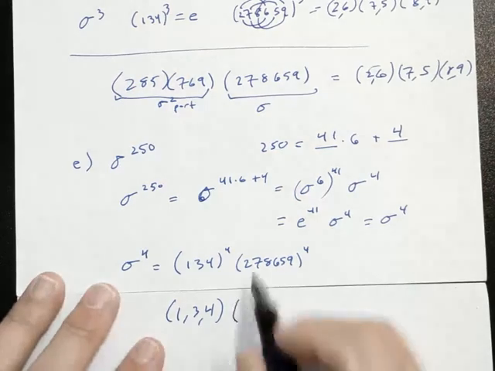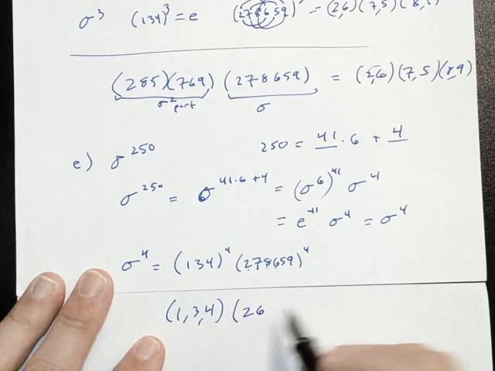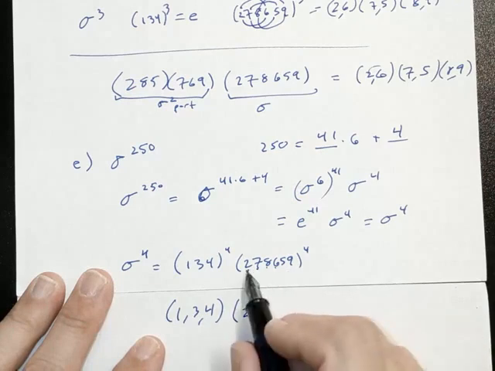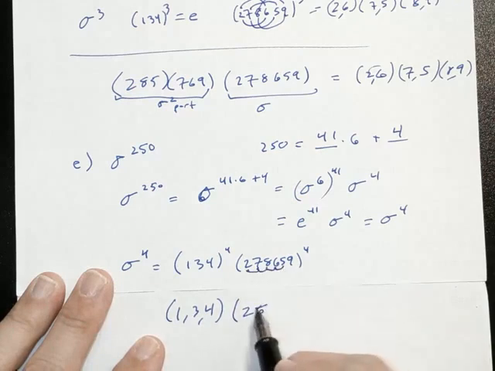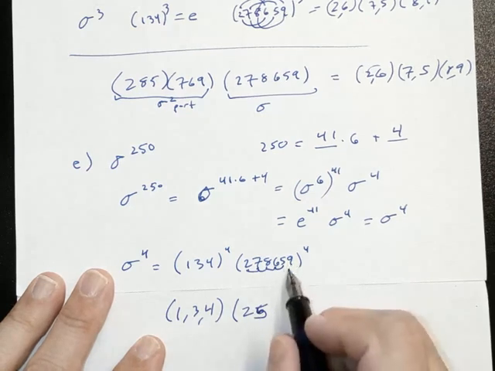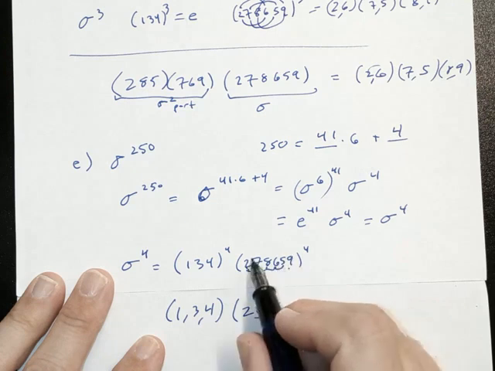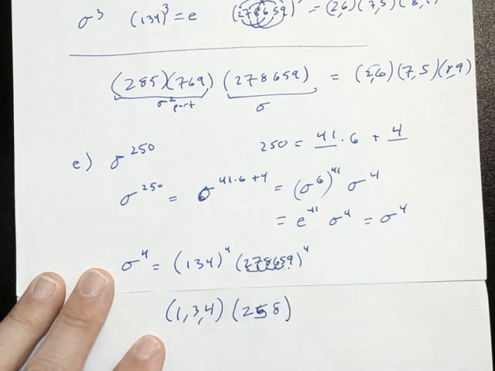What about this part? Go by 4: 1, 2, 3, 4. 2 goes to 6. Wait. 1, 2, 3, 4. 2 goes to 5. I can count. 5: 1, 2, 3, 4. 5 goes to 8. 1, 2, 3, 4. 8 goes to 2. We'll close that off.